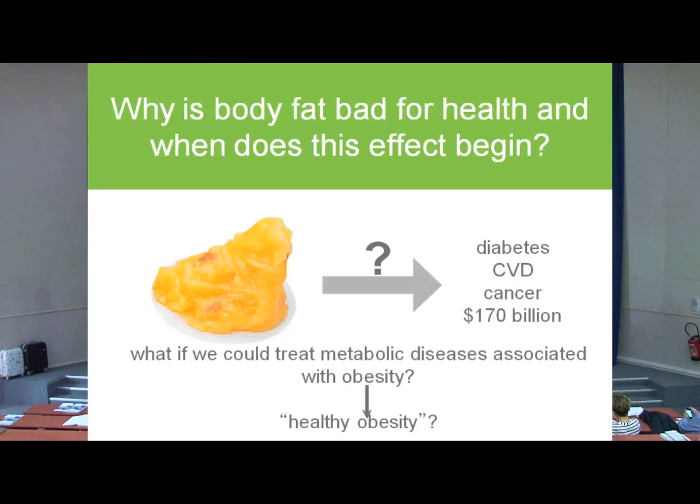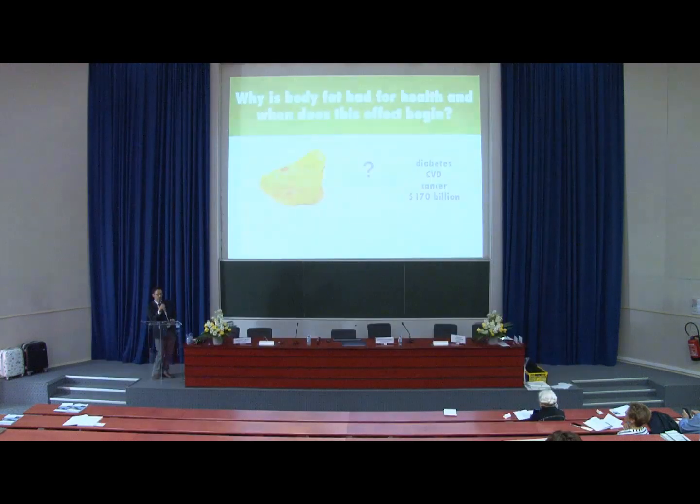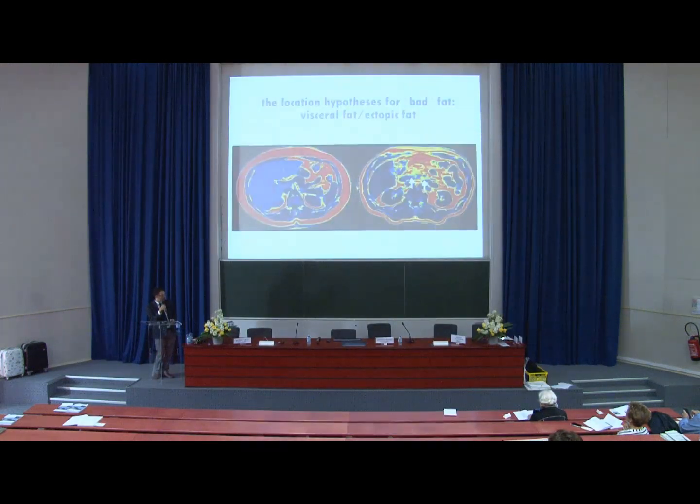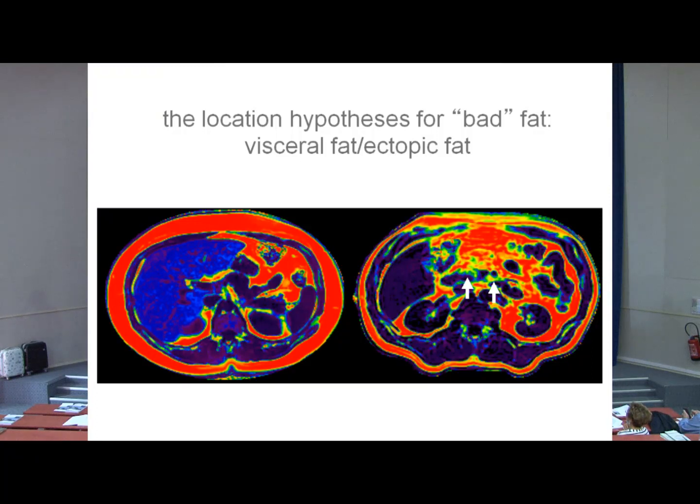There are two questions driving our research. The first question is, why is increased adiposity so bad for your health? What is it about excess adipose tissue buildup in the body that causes diabetes, cardiovascular disease, several forms of cancer, and so on? And second, when does that process begin? When does obesity start to turn bad? A lot of that study has historically been based on adipose tissue location.